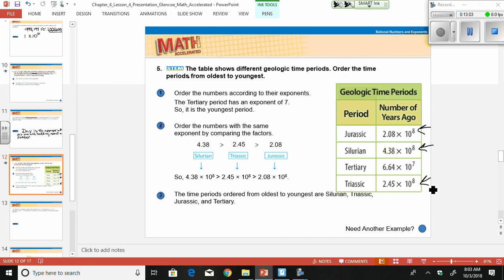Then we look at our numbers. So we have 2.08, 4.38, 2.45. Now we need to order them. The largest ones place is going to be the 4.38. So the Silurian is going to be the largest. It's going to be the oldest. From there, we have to look at the tenths place, and the Triassic is the bigger number, so it's older than the Jurassic, which leaves the Tertiary as the youngest. Okay. So the time periods ordered from oldest to youngest are Silurian, Triassic, Jurassic, and Tertiary.